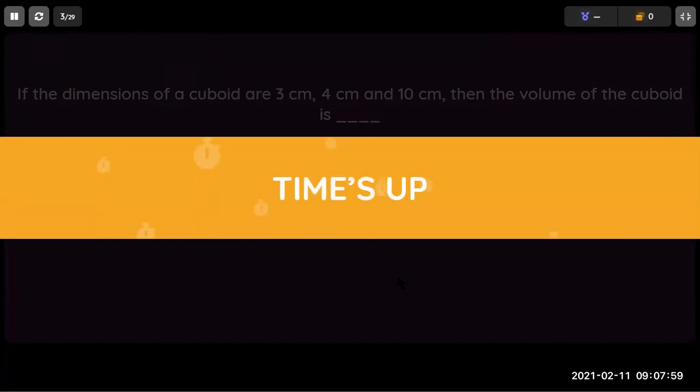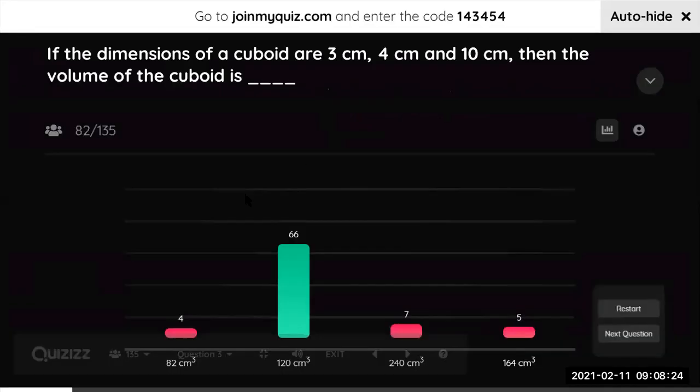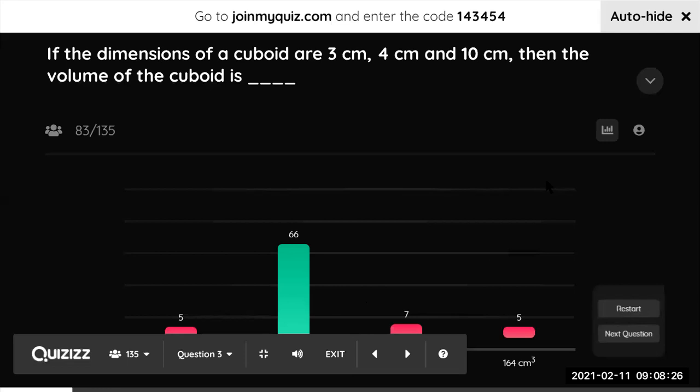Let's see how many of you got it right. 65 of you got it right, very good. But still, why couldn't the others make it? The question over here is 3 times 4 times 10, right? So it was 3 times 4. Here 66 of you got it right.